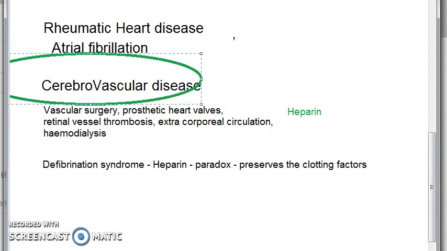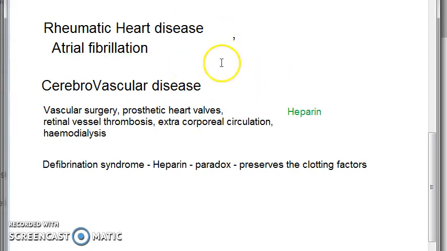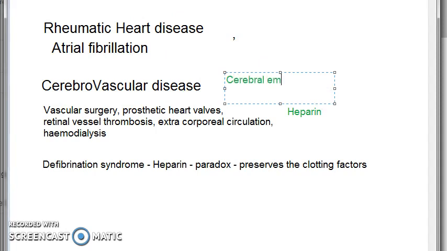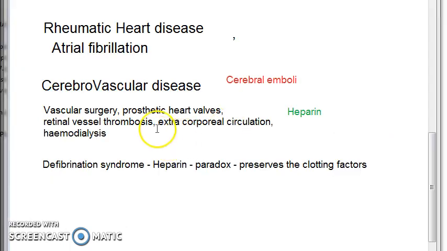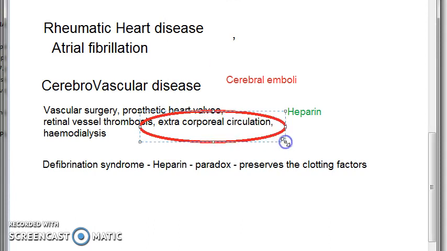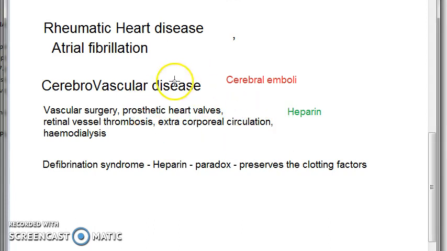Cerebrovascular disease, what about that? In cerebral embolism you can use anticoagulants. Otherwise it is not very useful. Moving on, rheumatic heart disease, atrial fibrillation. Extracorporeal circulation is shown here. If you just missed it, we were giving heparin. I just wanted to show you a diagram for that.